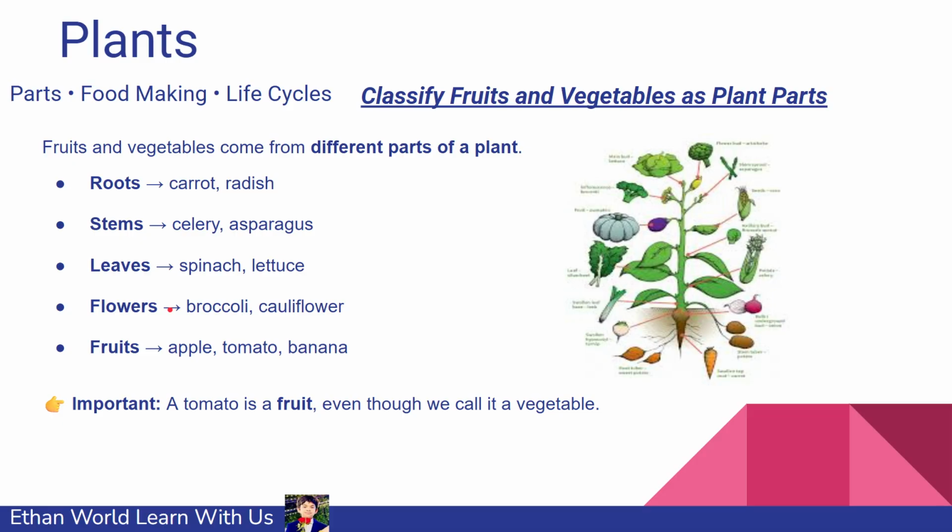Now don't get mad at me. I know I put tomato in for fruits, but it's true. Apple, tomato, and banana, they come from fruit, part of the plant. Now, this is important. A tomato is a fruit, even though we call it a vegetable. Let's go on to the next slide.